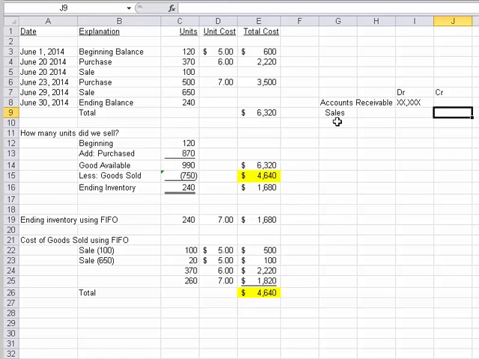If you want, you can also assume we make this entry every time we had a sale, on the 20th, and then again on the 29th. Then each time you've got to calculate cost of goods sold. But we're going to assume we're only doing this once a month, so we're going to calculate cost of goods sold at the end of the month. So now I've got to record a debit to cost of goods sold and a credit to inventory.